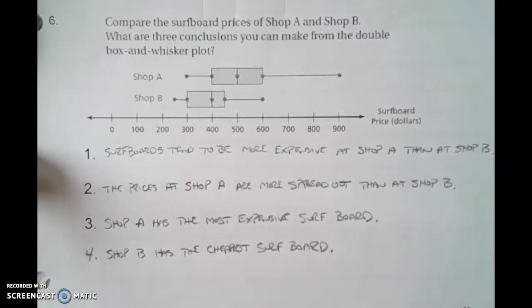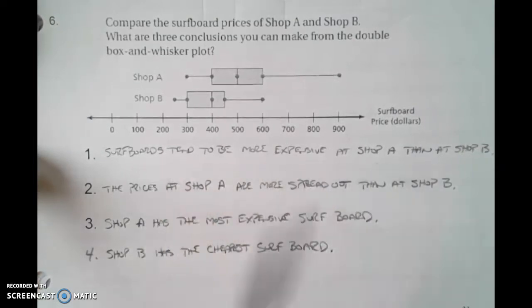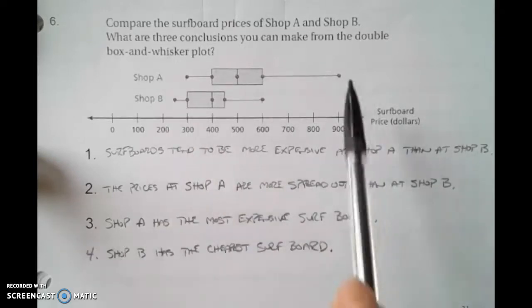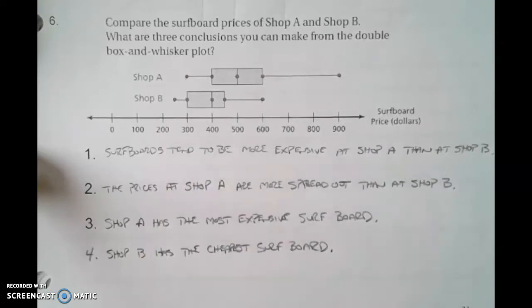So again, you're just looking at this and you're making some general conclusions. Generally, the surfboards tend to be more expensive at shop A than at shop B. The prices at shop A are more spread out. Shop A has the most expensive surfboard, while shop B has the cheapest surfboard.